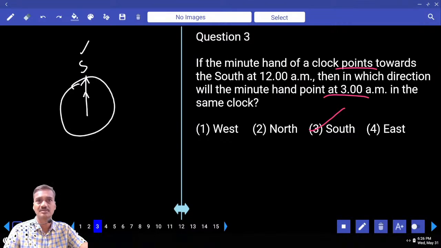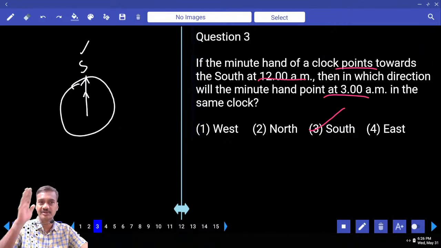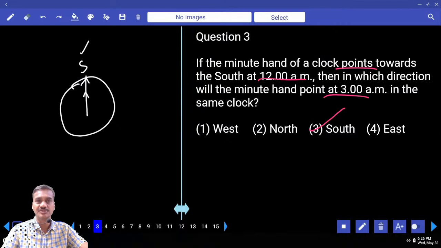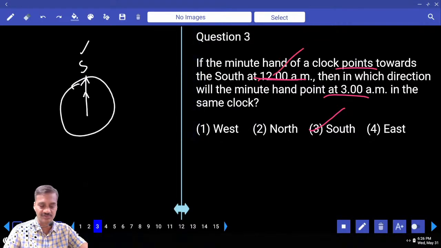Do you follow here or not? At 12 o'clock, where is the minute hand? It is at 12. At 3 o'clock also the minute hand is at 12. Now 12 o'clock is pointing towards south. Now this will also be pointing towards south.